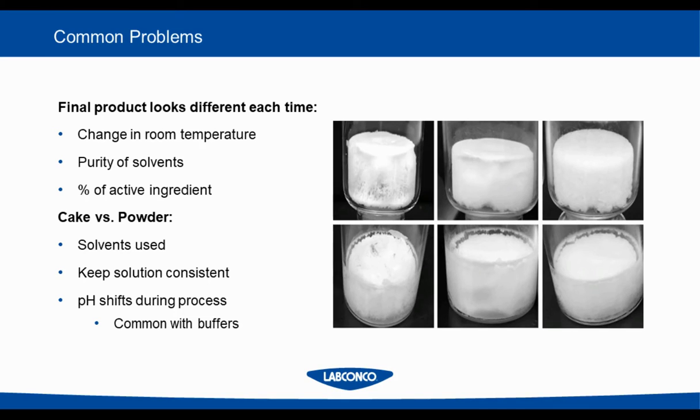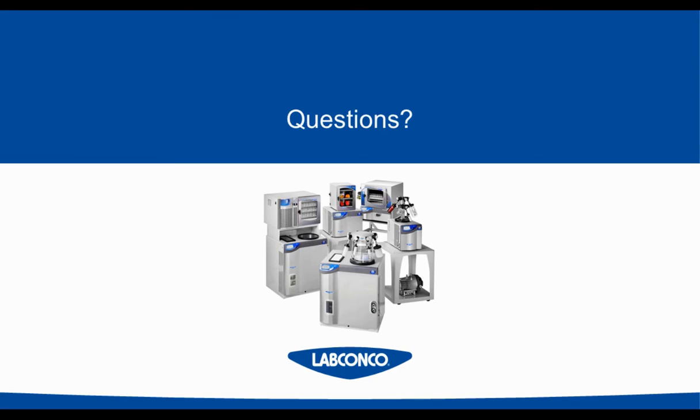Many things can cause the final product to look different between runs. Change in room temperature, temperature or purity of the solvents, and the % of the active ingredient in the samples can cause these differences. This is very common in the freeze-dry process. pH shifts are common with buffers.